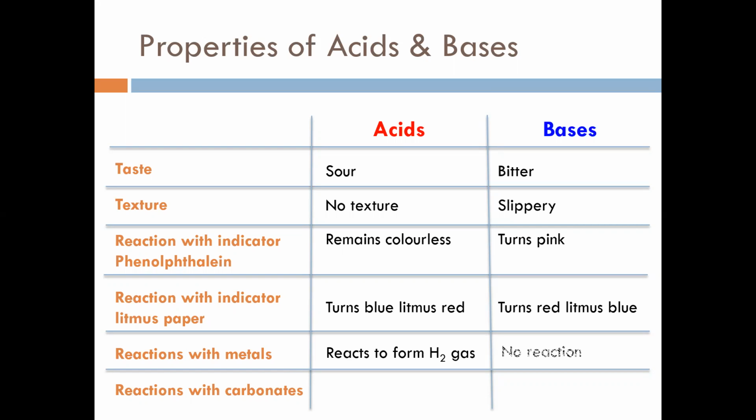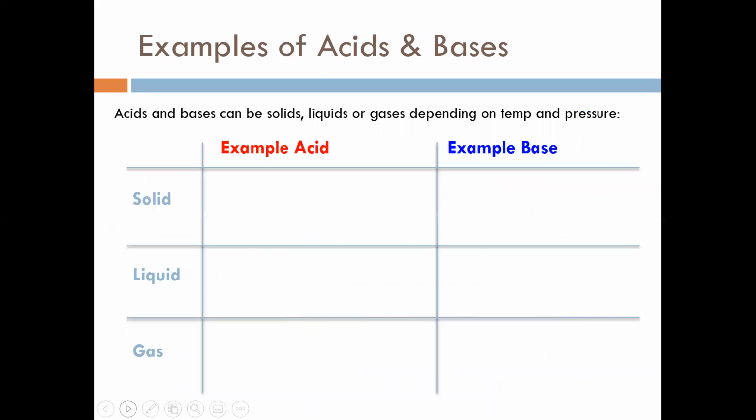If you put a metal in an acid, it will react to form hydrogen gas, but in a base, there'll be no reaction. And if you have a carbonate, like sodium bicarbonate, so baking soda, if you put it in an acid, it will react to form carbon dioxide gas, which you probably remember from doing baking soda and vinegar as a child. But if you put a carbonate in a base, then you're going to have no reaction. So there are some basic differences between acids and bases.